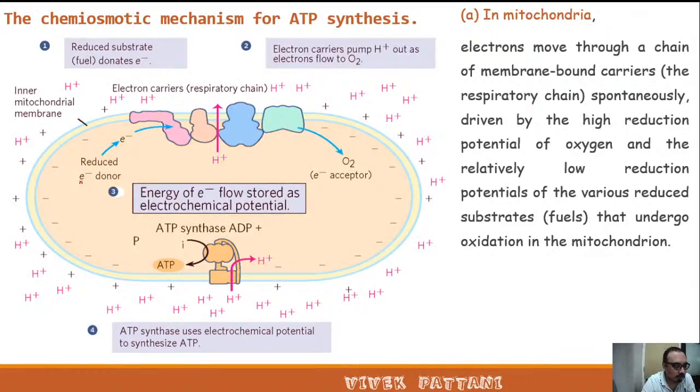Now the chemiosmotic mechanism. Electrons move in a chain of membrane-bound carriers spontaneously, driven by the high reduction potential of oxygen and the relatively low reduction potentials of the various reduced substrates that undergo oxidation in the mitochondria.